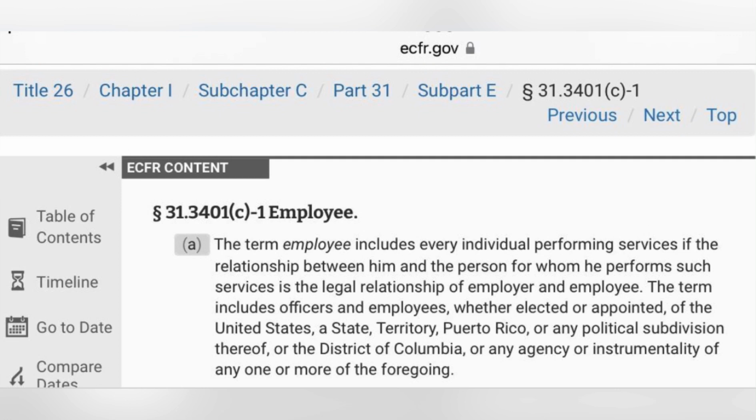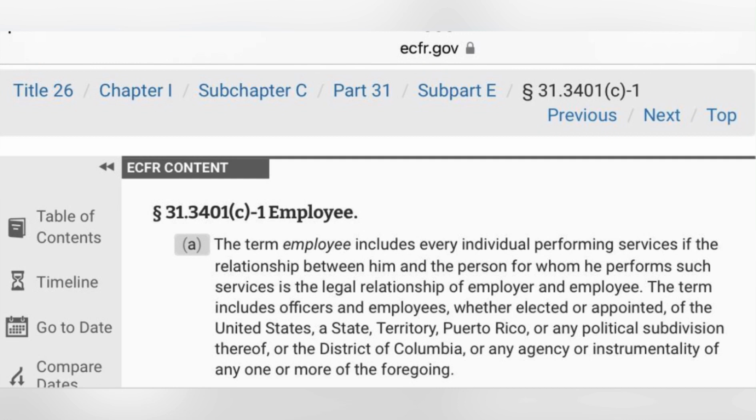In section 31.3401(c)-1(a), the term employee includes every individual performing services if the relationship between him and the person for whom he performs such services is the legal relationship of employer and employee. The term includes officers and employees, whether elected or appointed, of the United States, a state, territory, Puerto Rico, or any political subdivision thereof, or the District of Columbia, or any agency or instrumentality of any one or more of the foregoing.